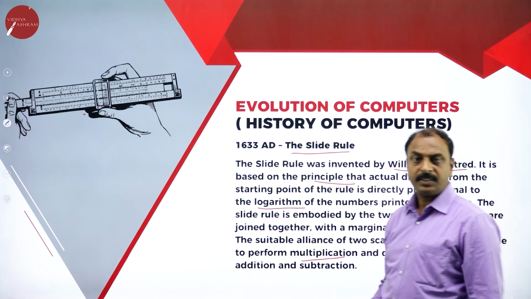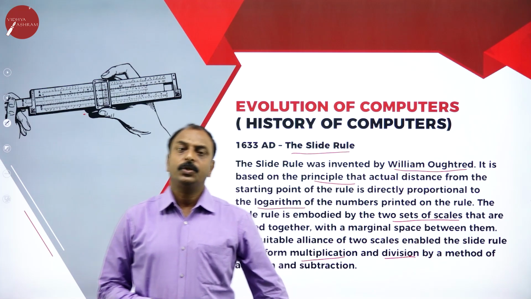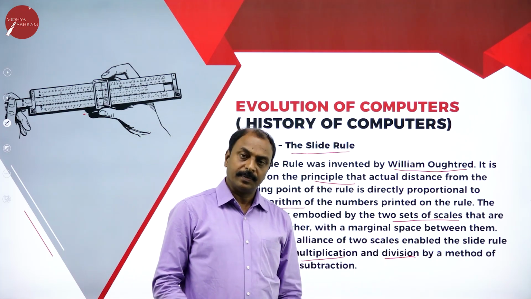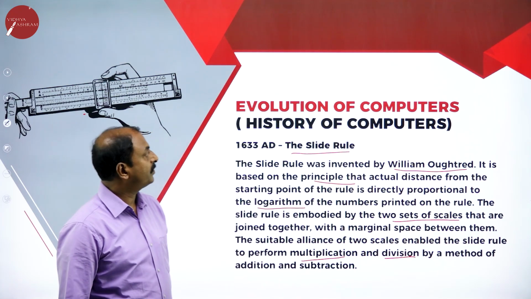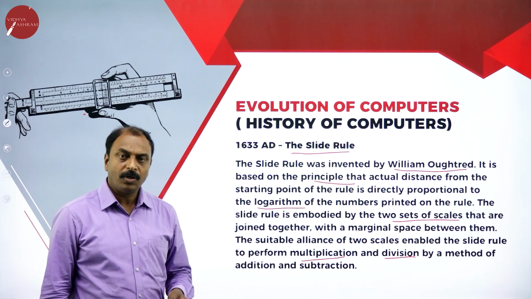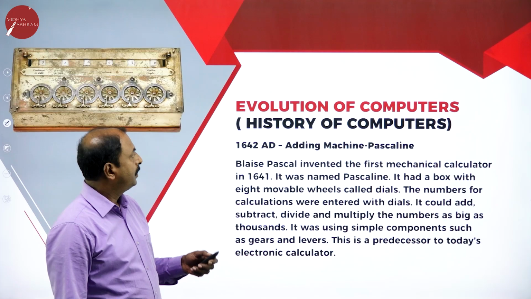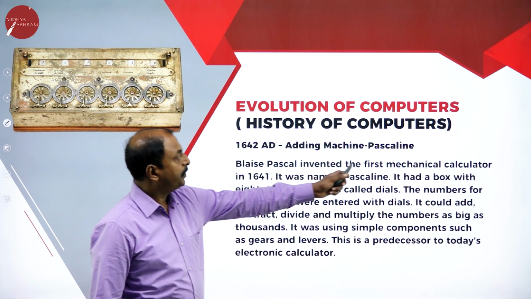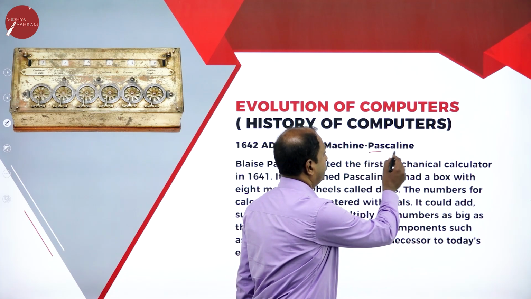With the help of this, people used to multiply and divide numbers. So this is one of the inventions in the history of computers. Now let us move on to the next device. This is an adding machine called Pascalin.